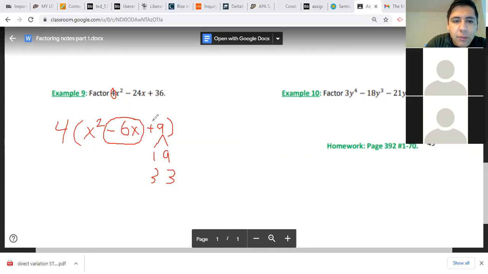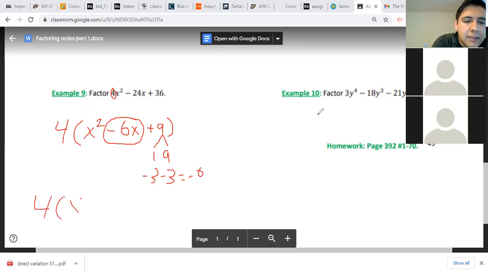So remember that they had to multiply to a positive 9, but they need to add up to a negative 6. So both would be negative. If you multiply negative 3 and negative 3, that gives you a positive 9. But when you add them together, that gives you a negative 6. Good.